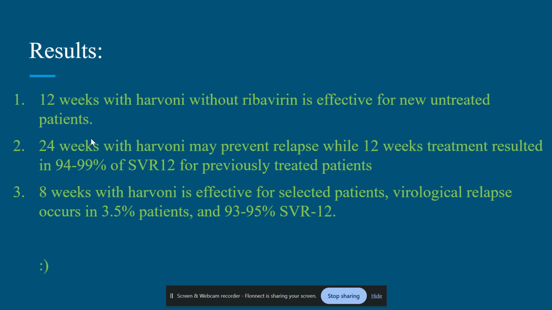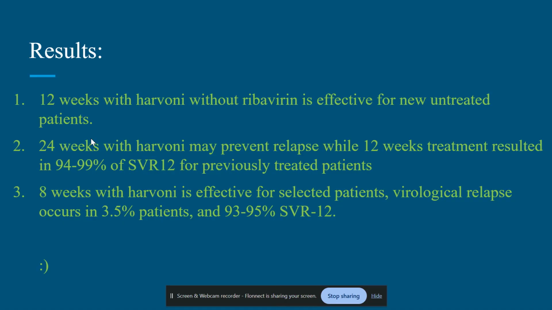All these trials showed very good cure rates, even in difficult-to-treat patients, that is, those with cirrhosis. The standard 12-week regimen cured almost everyone, and in some cases, 8 weeks was enough. The most important thing is that ribavirin was not always necessary. That helped to reduce the side effects of this drug, as we used ribavirin in previous treatments. So in this drug, there is no ribavirin.